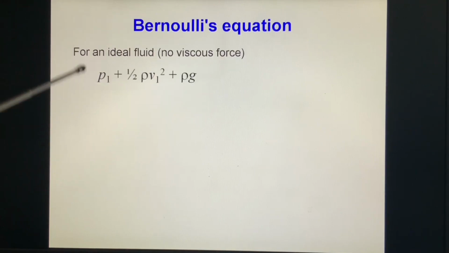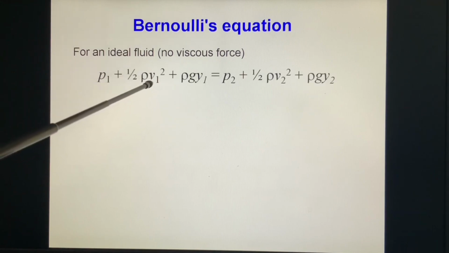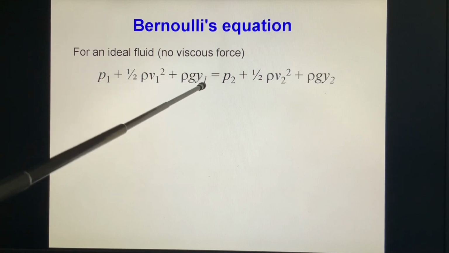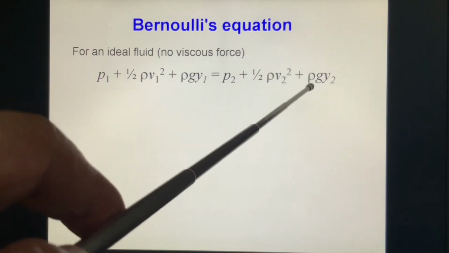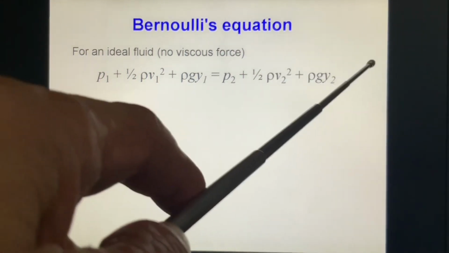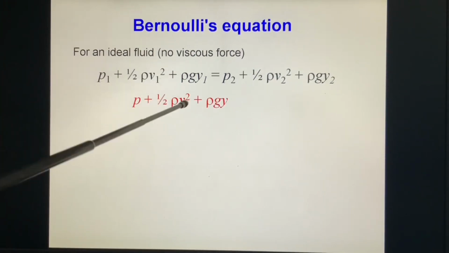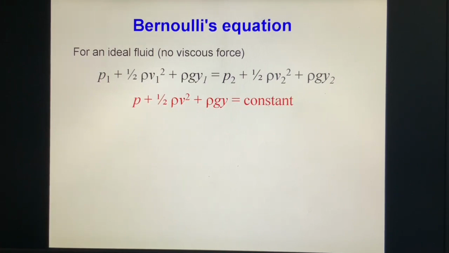P1 at one point, pressure at P1 plus half rho V1, the speed of the fluid squared, plus rho g Y1, the location of V1, equals P2 plus half rho V2 squared plus rho g Y2. In other words, P plus half rho V squared plus rho g Y is constant. I'm going to prove it later.